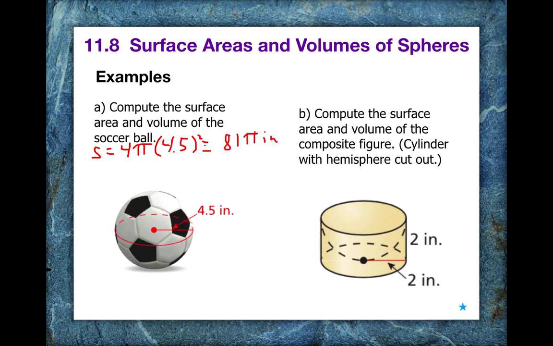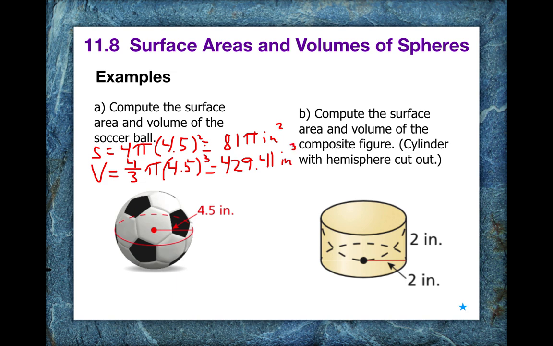inch squared. If we compute the volume, it's that formula that I told you to memorize, 4/3 pi r, which is 4.5, cubed, and then that turns out to be 429.41 inch cubed.